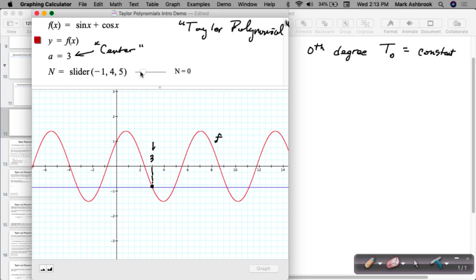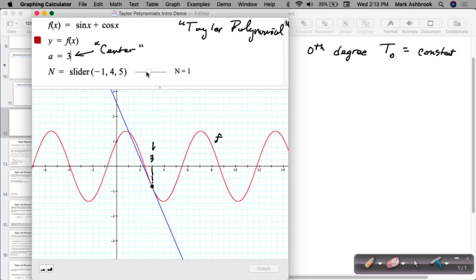Does it do a good job approximating the function? No, but it gets one thing right. What does it get right? It gets the value of the function at the center point, 3. Make sense? So now if I wanted a 1st degree polynomial or a linear approximation, what would that be like at 3? That would get the function value right, but what else would it get right? If it was a linear approximation. Slope, right? It would get the first derivative right. So here's what that would look like.